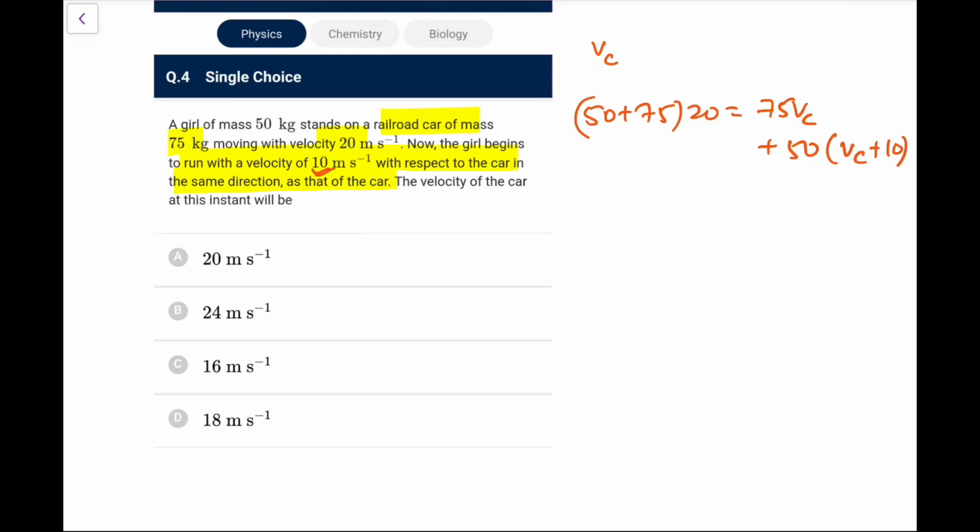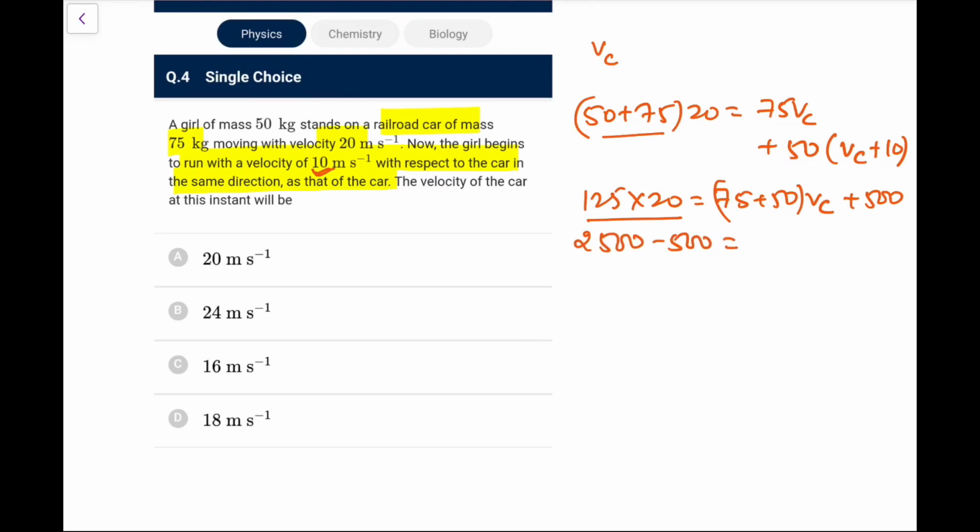Now what we will have, this is 125 into 20, that would be equal to (75 plus 50) into vc, that is 125 vc, plus 50 into 10, that is 500. So what we get, this will be 125 into 20, that is 2500, minus 500, equals 125 into vc. So the vc comes out to be 2000 upon 125. So this would be 16. If you solve it, this is 16 meter per second, because 1000 upon 125 is 8, so 2000 upon 125 is going to be 16. So go for option C.